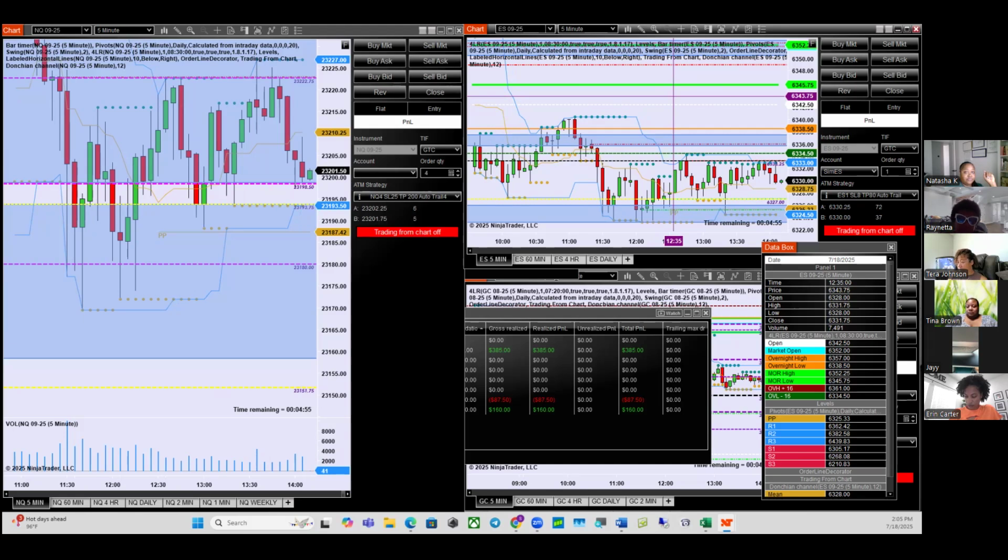I'm sorry, can you repeat that one time? Sure. On ES, every tick is worth $12.50, and there are four ticks in a point. So one point is worth $50. We're just using 10 points as a standard right now. 10 points would be worth $500 on the ES.